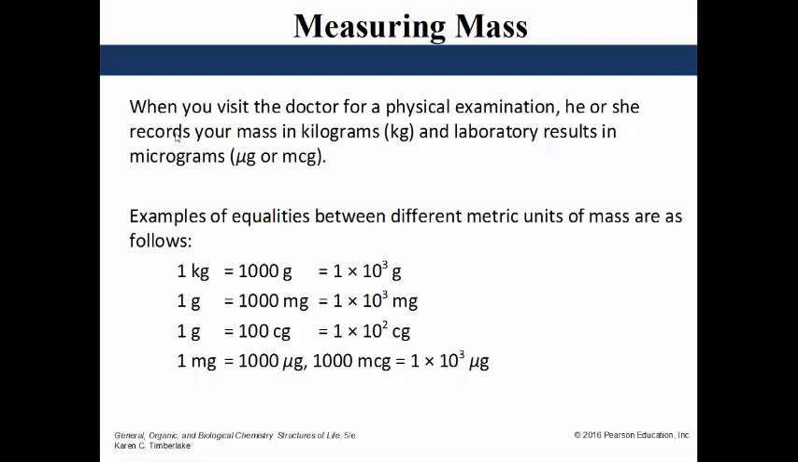All right, below here are some equivalencies between different measurements. 1 kilogram, like we talked about before, is 1,000 grams. Same thing as 1 times 10 to the third power grams. 1 gram is 1,000 milligrams. 1 gram is 100 centigrams. So again, all of these are going to be equivalent to each other. That equals that, which equals that. That equals that, equals that, and so on.